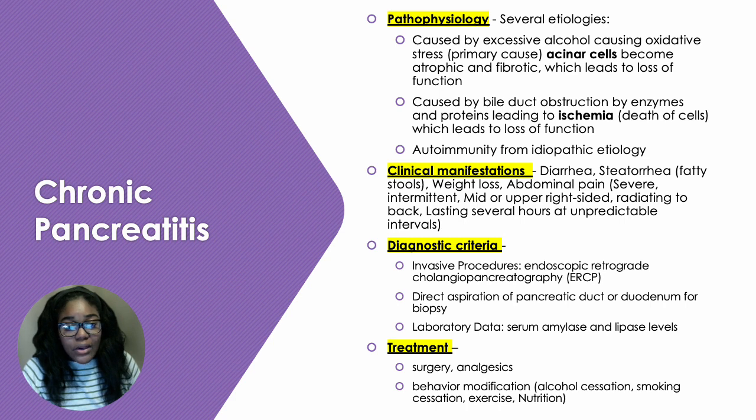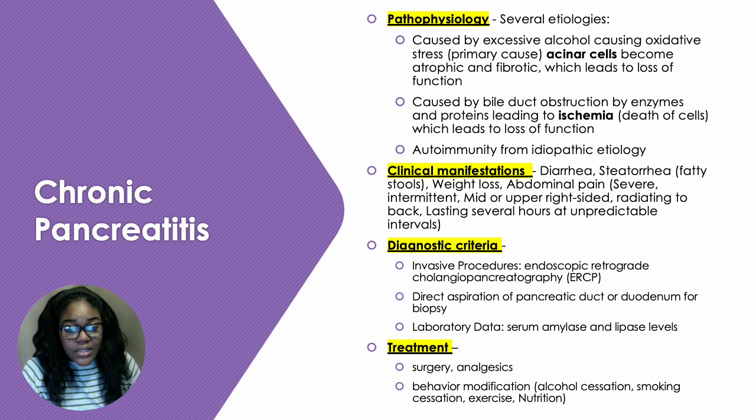When we're looking at the clinical manifestations, we have diarrhea, steatorrhea, which is a fatty stool. We have weight loss. We have abdominal pain. And this pain is a little bit different from acute pancreatitis in that it is severe and intermittent. Sometimes it lasts several hours, and it is unpredictable at different intervals.